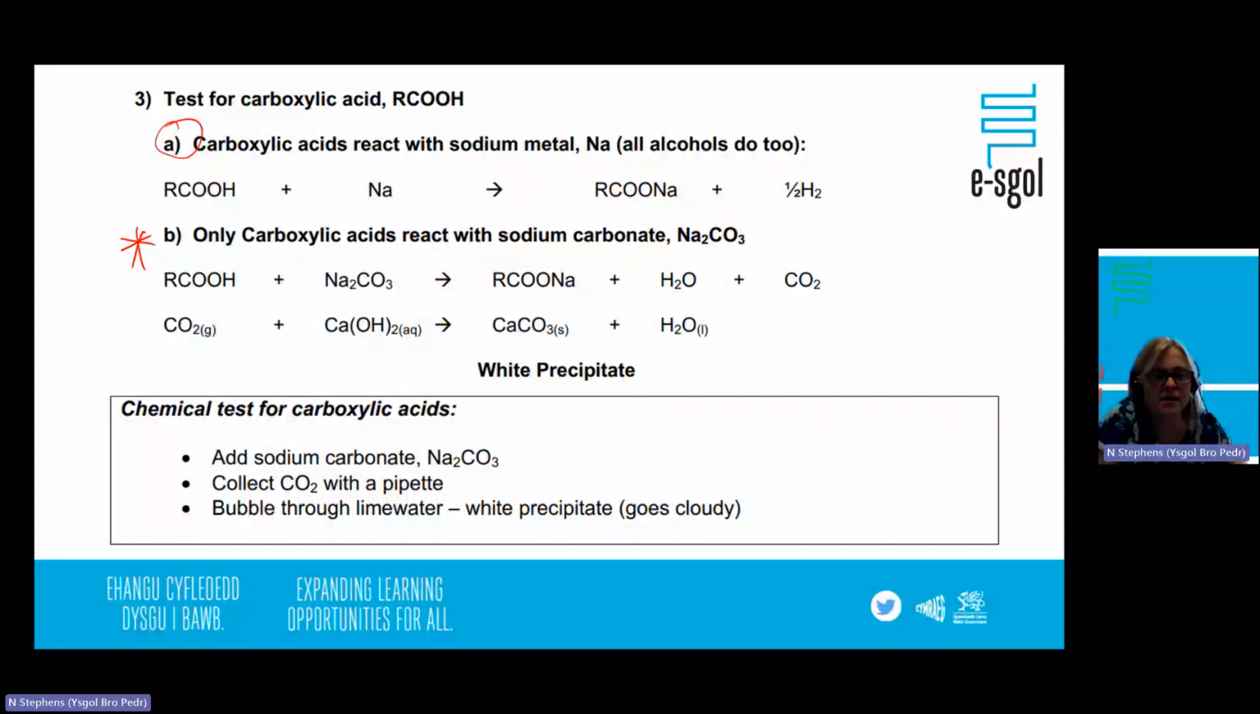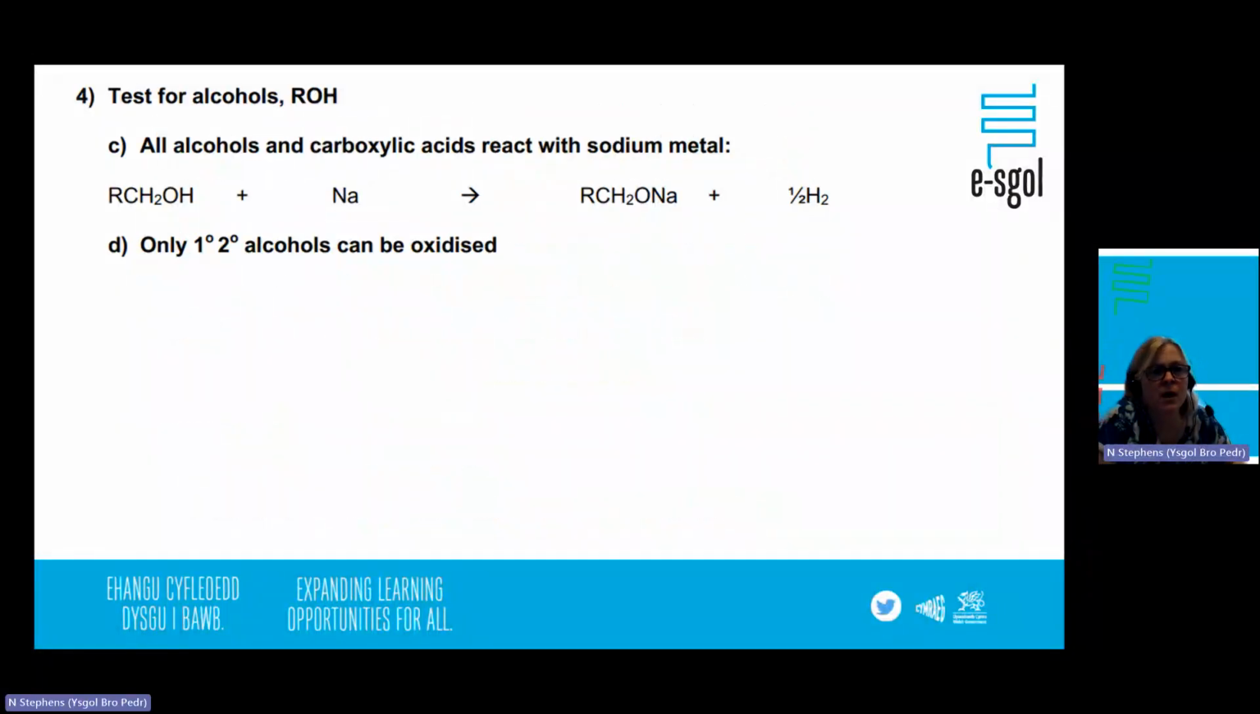Because sodium carbonate added to a carboxylic acid will liberate CO2 gas, and not all alcohols will, of course. Okay, you then, to confirm, maybe as a final confirmatory test, simply bubble it through lime water, and you will get that white precipitation of calcium carbonate, so it goes cloudy, of course. Now, all alcohols, as well as carboxylic acids, react with sodium metal. So if it is positive for the test for sodium, but negative for the sodium carbonate, then you know that you're looking at an alcohol.